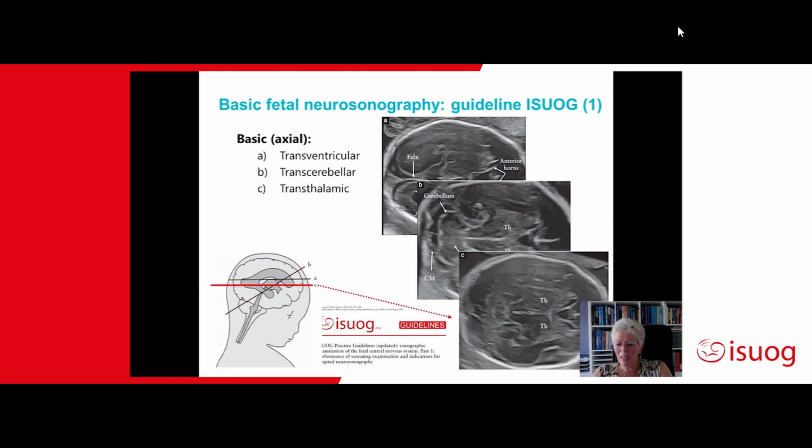If we move back a little bit, we have the transthalamic plane, where we can see both thalami over here with the third ventricle in between. This is a slit-like structure with a little bit of fluid inside.